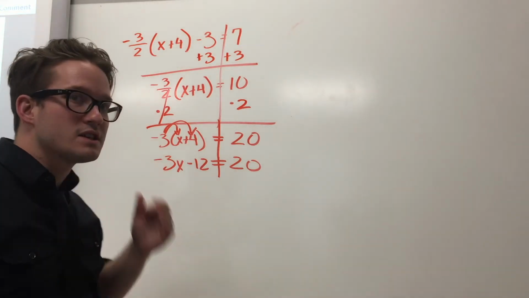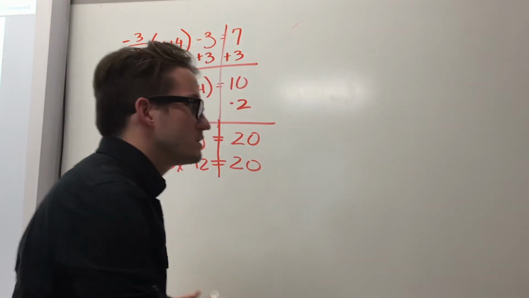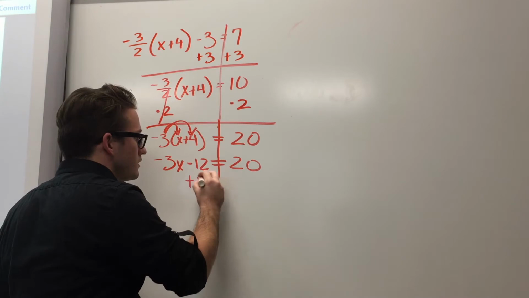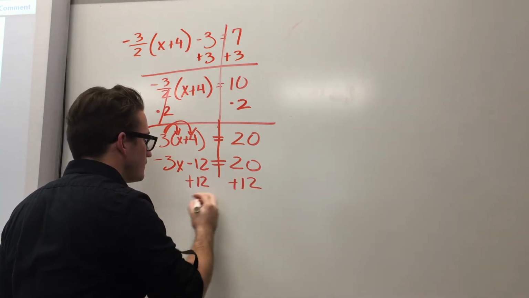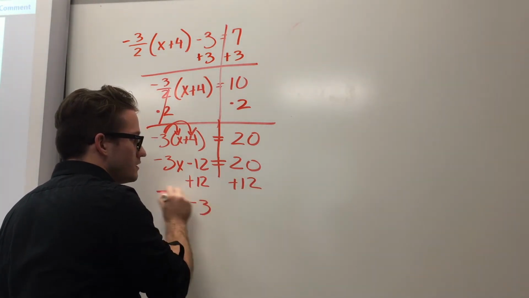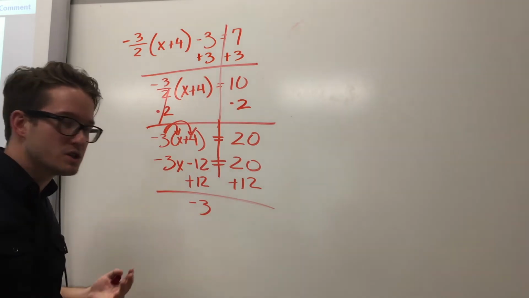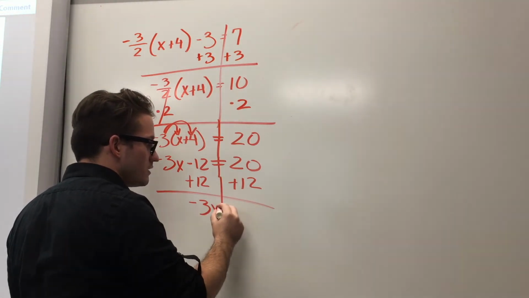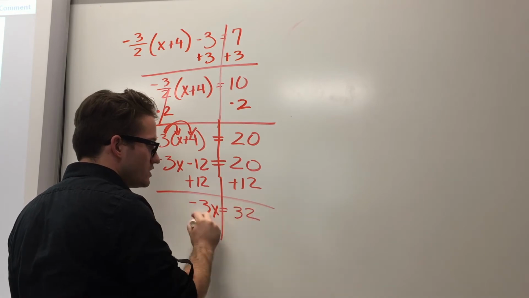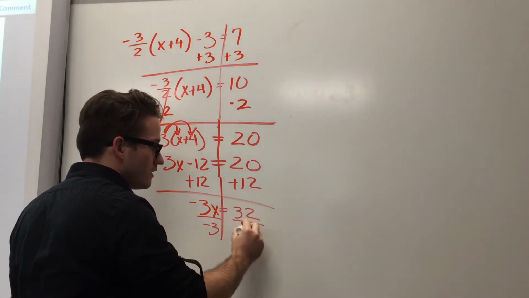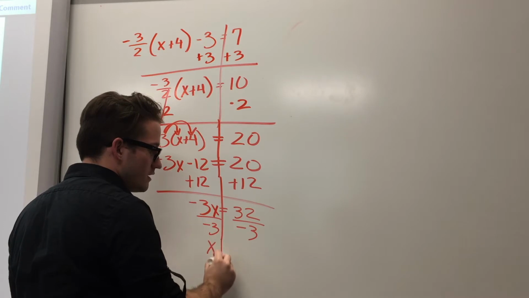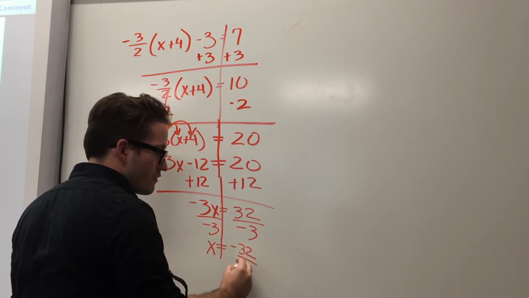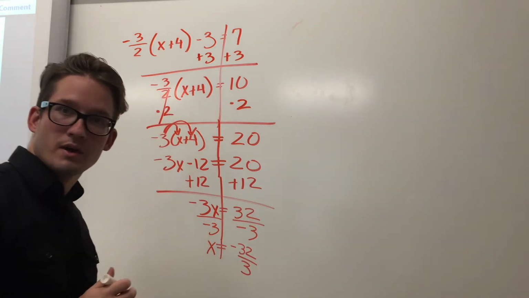Okay. So now we have to isolate the variable, use some inverse operations. Opposite of subtraction, addition; opposite of multiplication here is division. We get x equals -32 over 3. There we go.